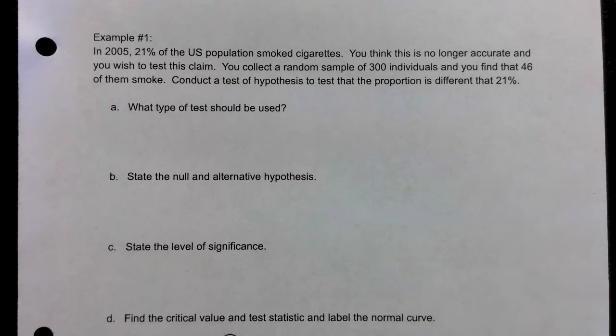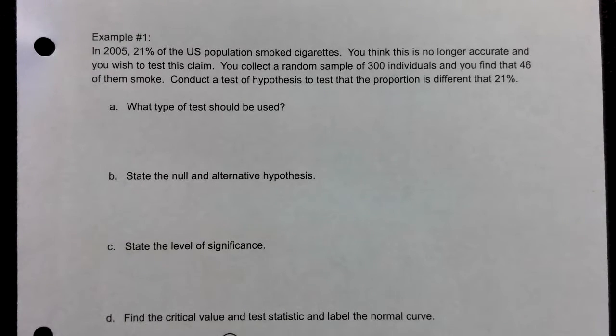So example one: in 2005, 21% of the US population smoked cigarettes. You think this is no longer accurate and you wish to test this claim. You collect a random sample of 300 individuals and you find that 46 of them smoke. Conduct a test of hypothesis to test that the proportion is different than 21%.